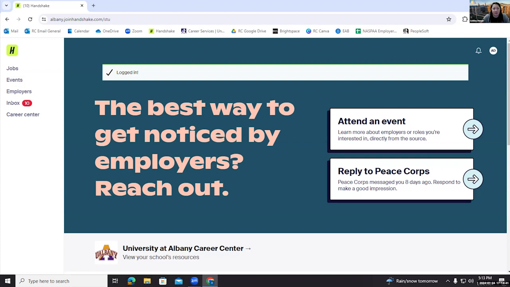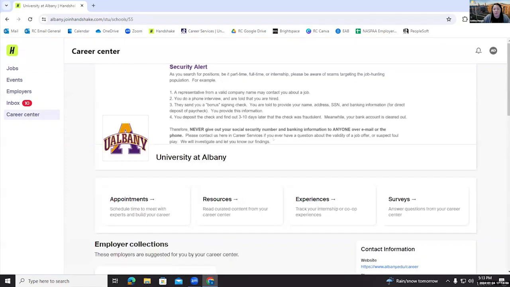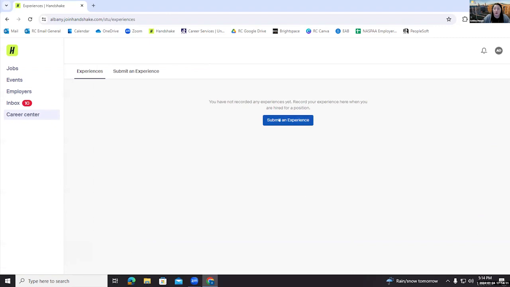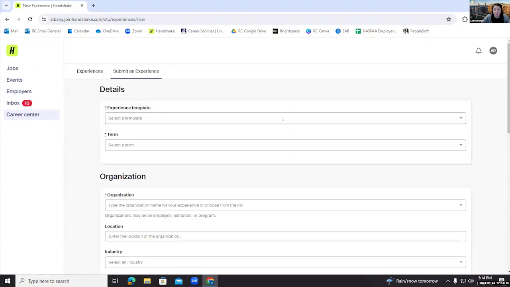You're going to access this Career Center tab when you log into your Handshake account. I'll mention every student has a Handshake account once they register as a student here. It's created for you through the registrar's office, so it's a single sign-on situation. You'll click on the Career Center tab here, and this is where you can schedule appointments. But if you go over here, you'll see experiences, to track your internship or co-op experiences. So you're going to click on this and you're going to click on submit an experience.